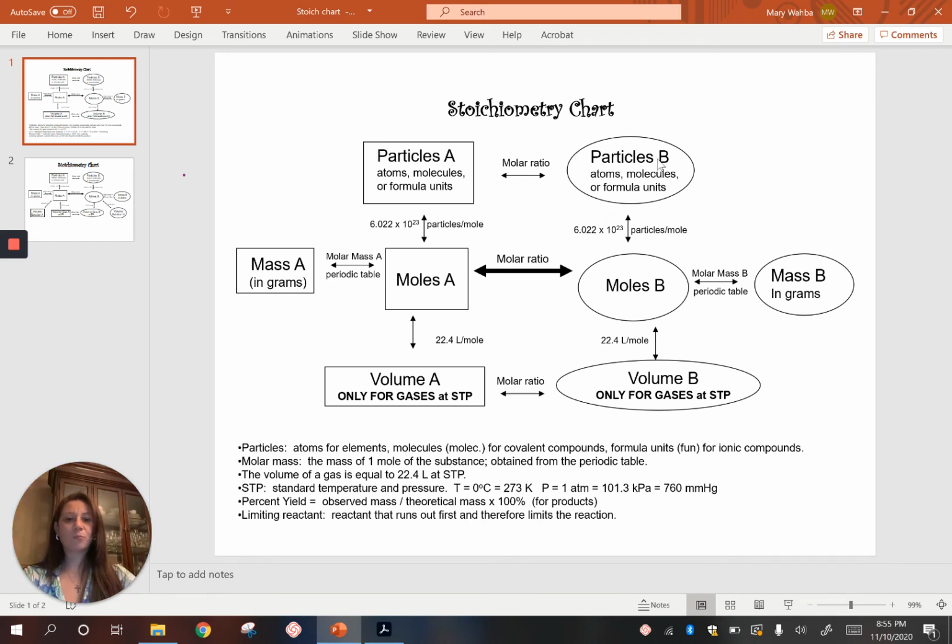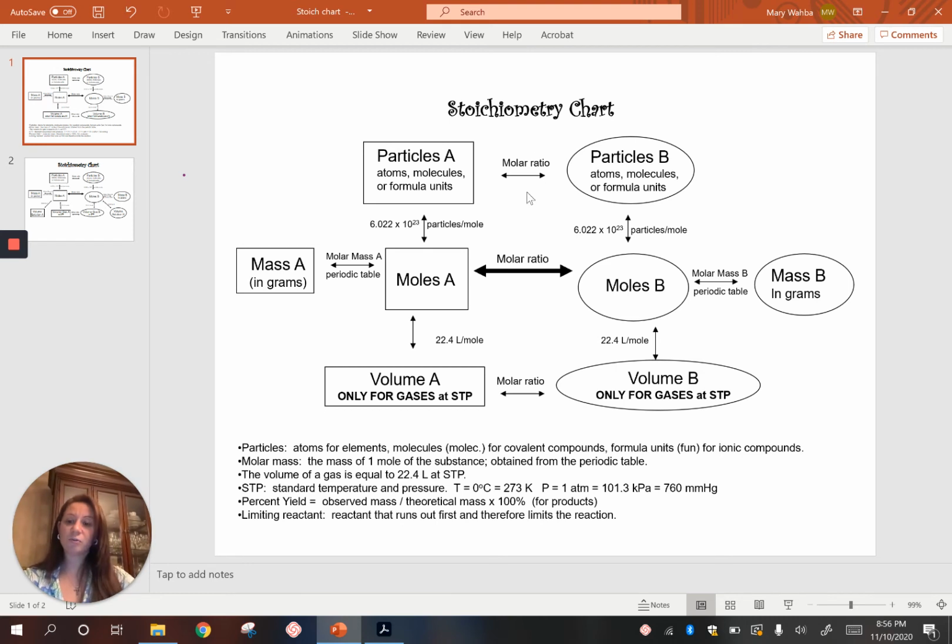So you can go to particles of B, volume of B, or mass of B. But to link between two different substances, substance A and substance B, you need the molar ratio. And the molar ratio you get from the coefficients in the balanced chemical equation. So you can go from moles to moles. You can also, if you look at this chart, go from particles of A to particles of B using the molar ratio as well.